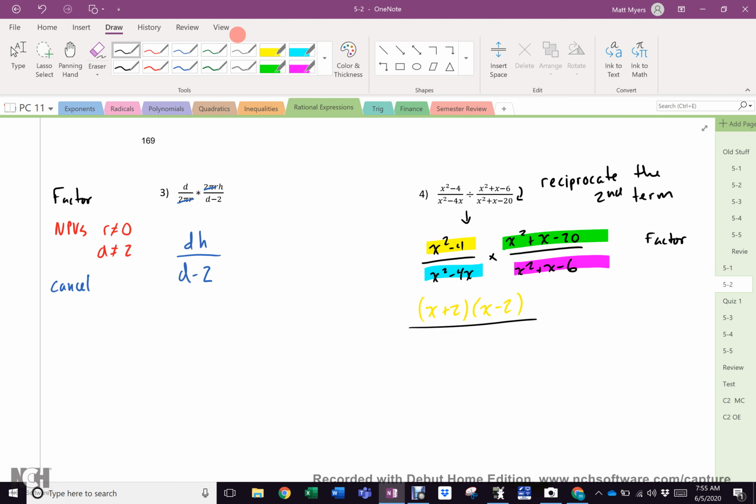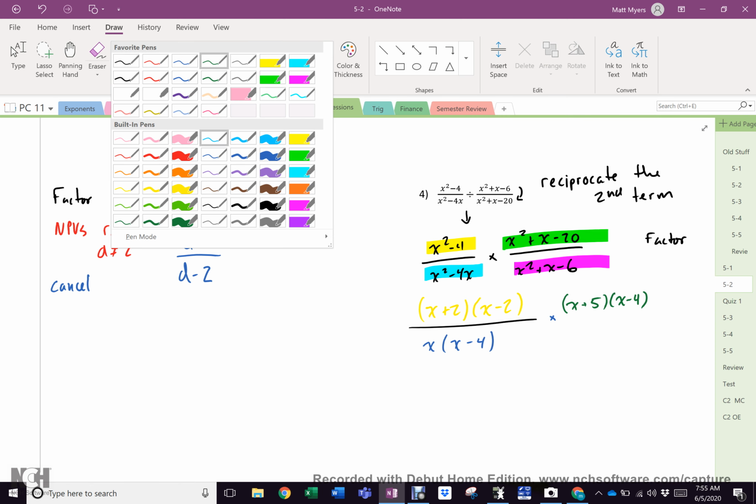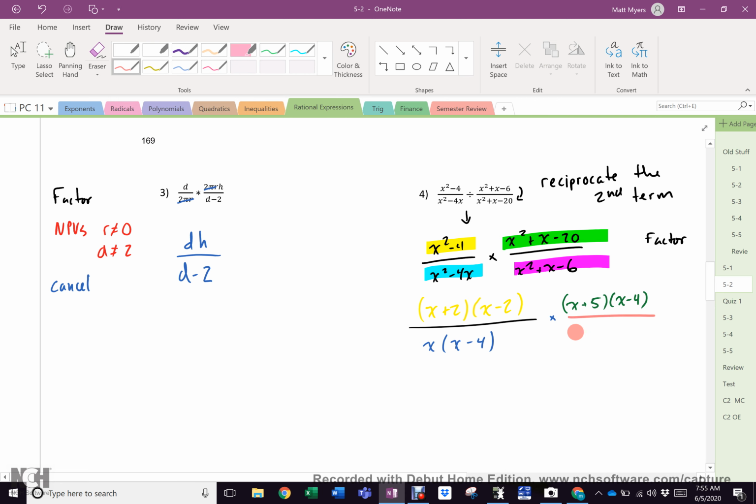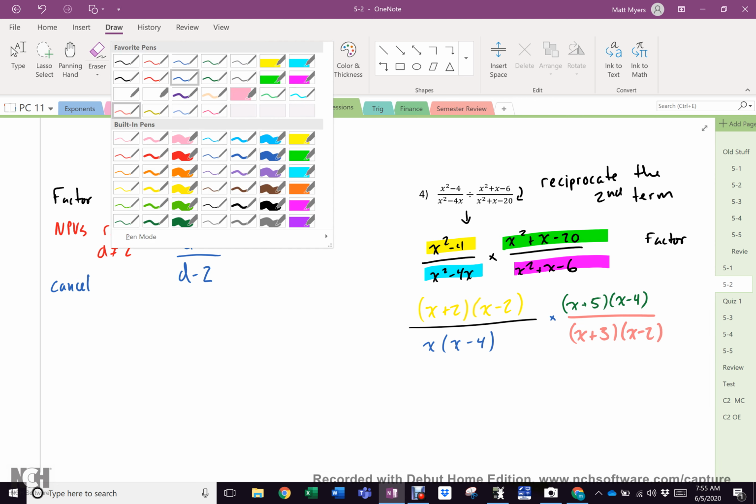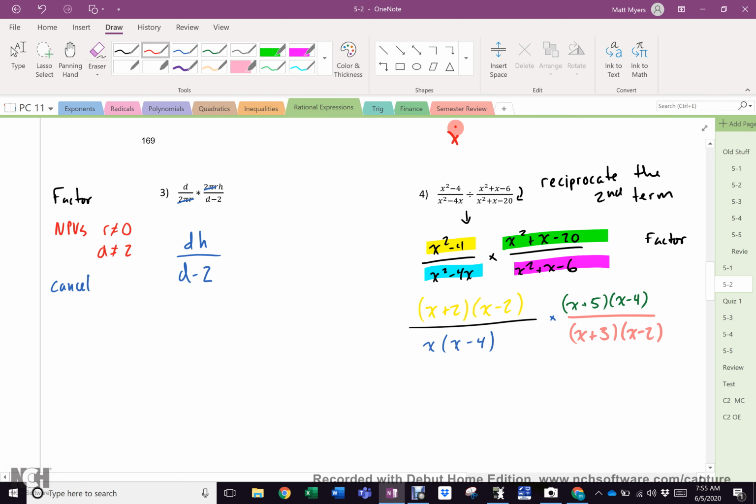Over. Do this one in blue: x minus 4, times, do this one in green, x plus 5, x minus 4, and do the last one in purple or pink, x plus 3, x minus 2. Now, something weird happens in division, and I'm going to put it right here.